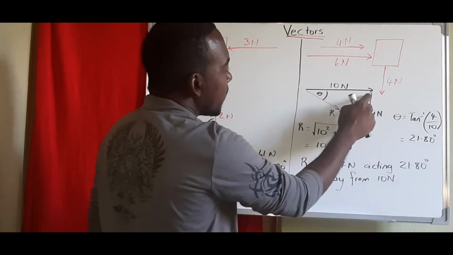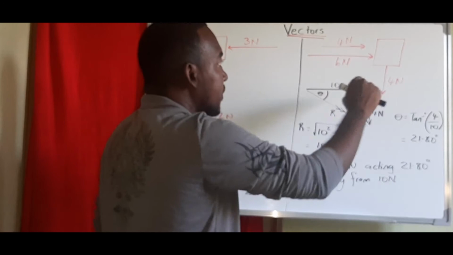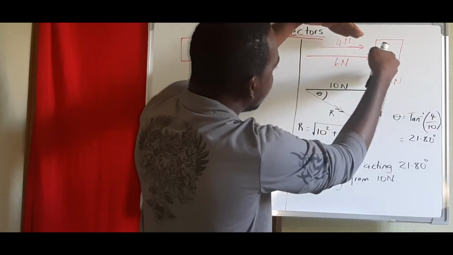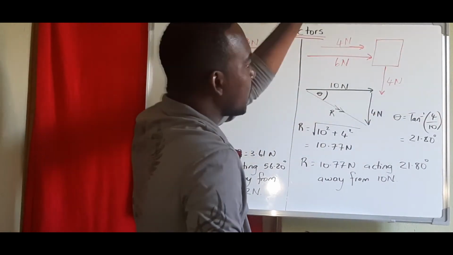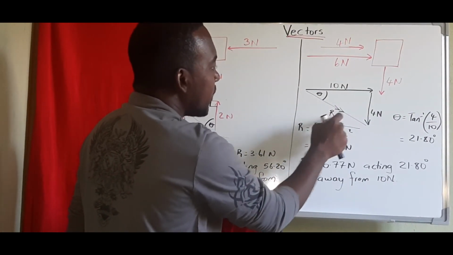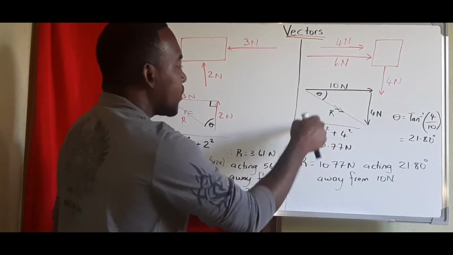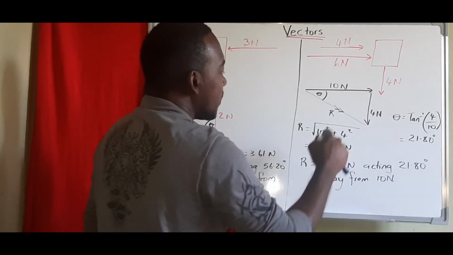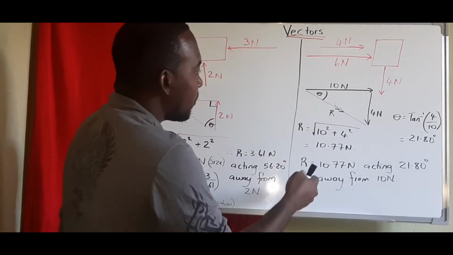So if you notice, our connection here is head to tail, right? So therefore these forces would cause the object to go in a slanted direction like that, and that's what we see here for R going in that direction there, right? So again, to find R is the square root of 10 squared plus 4 squared, which we get 10.77 newtons, right? And then we find the angle.